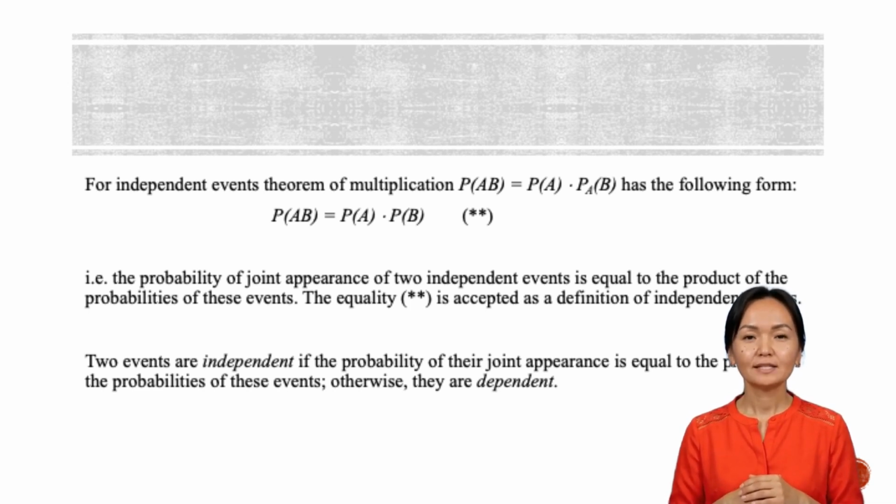This formula is so important that it is actually used as the definition of independent events. Two events are considered independent if the probability of their joint occurrence equals the product of their individual probabilities. If this equality does not hold, then the events are dependent. This definition provides us with a practical way to test for independence and a powerful tool for calculating joint probabilities when events are known to be independent. The simplicity of this formula is one of the reasons why independence is such a valuable concept in probability theory. Whenever you encounter events that don't influence each other, you can simply multiply their probabilities to find the probability of both occurring.